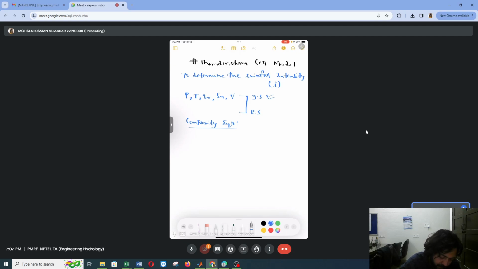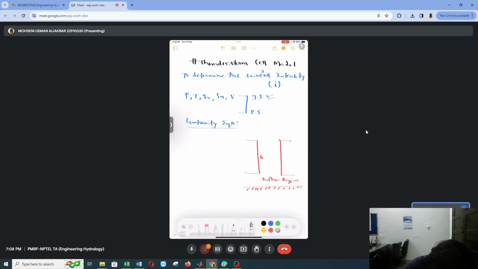If we want to look at the representation diagram for the thunderstorm model, it looks something like this. We have a column, and this is the ground surface. The parameters, like the pressure and the temperature, are all known to us at the inflow region. The inflow region is nothing but the ground surface.